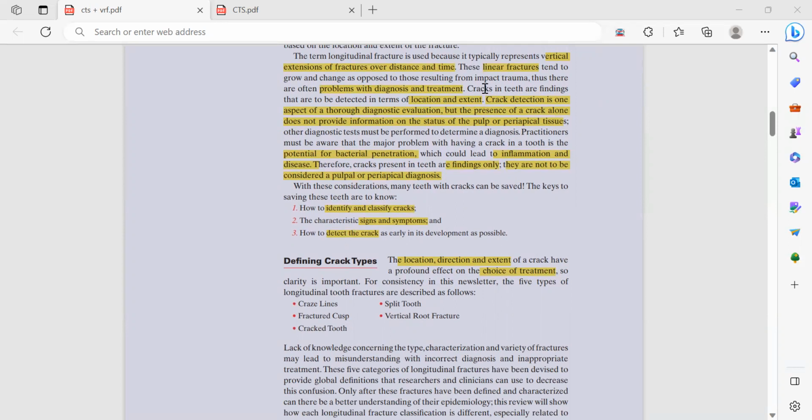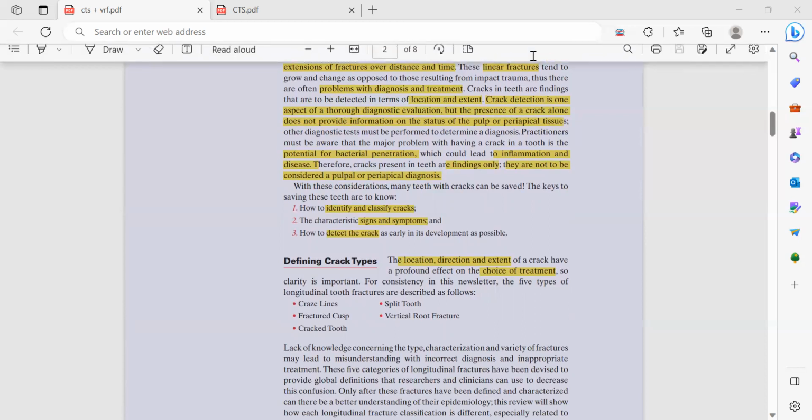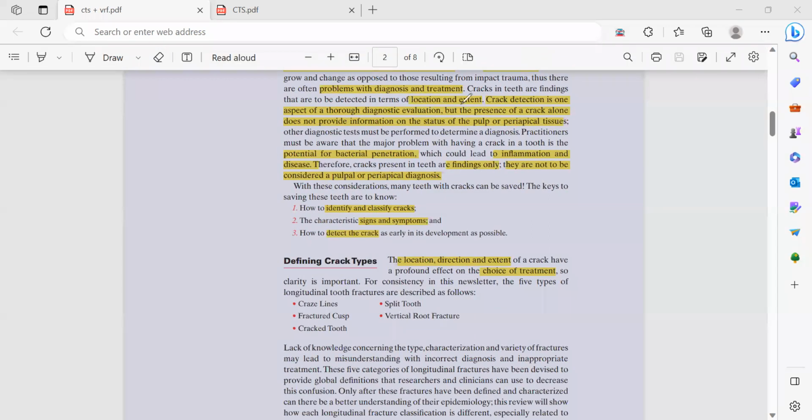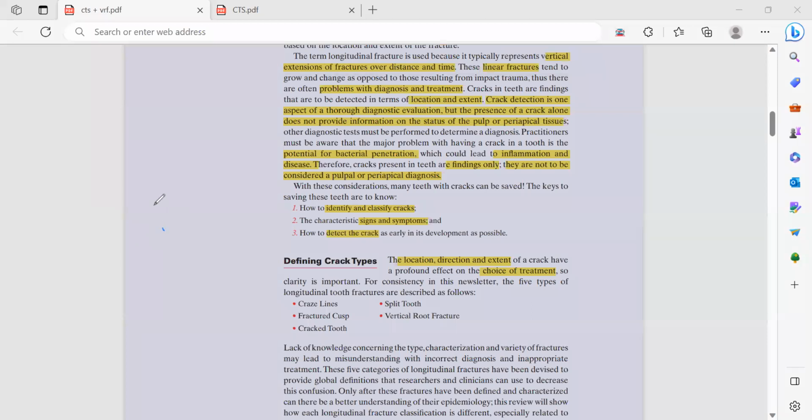Even if you get a scenario in which you think that there is a crack in the patient's tooth, when they ask you what is the diagnosis, the diagnosis would be either reversible pulpitis or irreversible pulpitis. I just want to show you, for example, here, right? So this is the tooth, and there is a crack here, and this is the pulp.